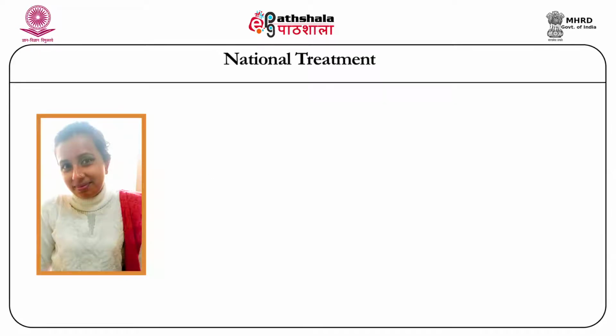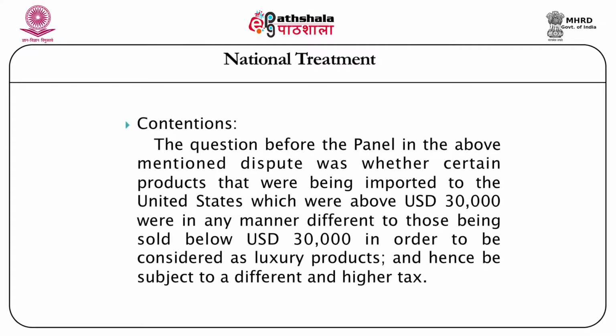We would understand the implications of Article 3, Clause 2 with the help of the US automobiles dispute. The contentions of this case were that the question before the panel in the above mentioned dispute was whether certain products that were being imported to the United States, which were above US dollars 30,000, were in any manner different to those being sold below US dollars 30,000 in order to be considered as luxury products and hence be subject to a different and higher tax.